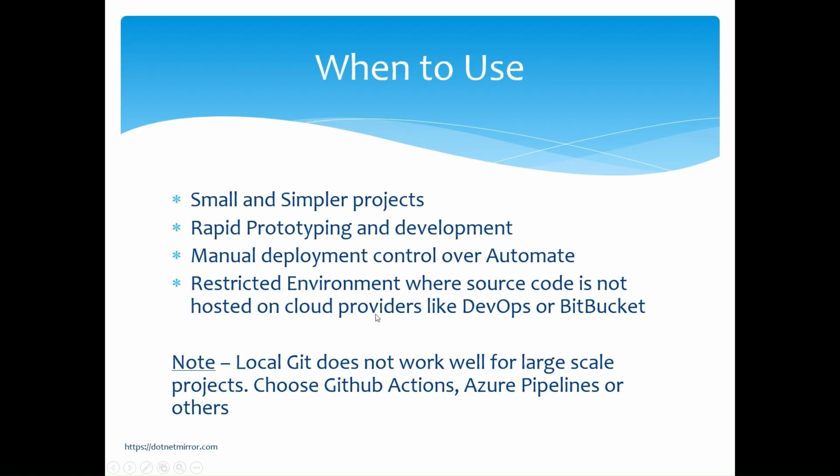When to use this particular local git deployment option: if your project is small and simple, you can pick up this option. When you want to do prototyping or a POC for your developments, whenever you want to do deployments automatically instead of manually, you can pick it. And make sure that you're not picking this option if you are building a large scale application. In that case, pick up GitHub Actions or Azure Pipelines or any other repos.